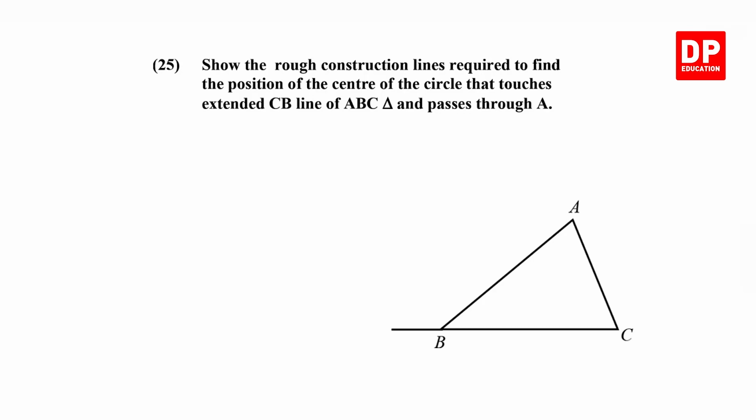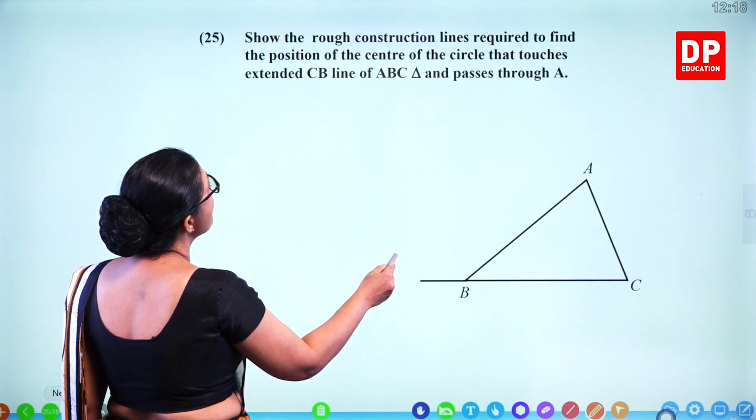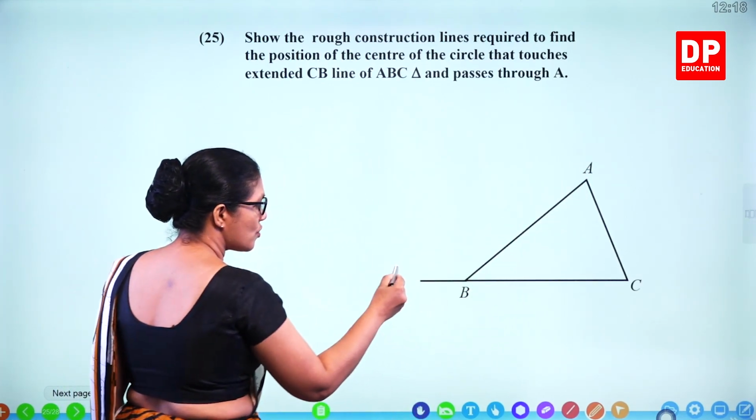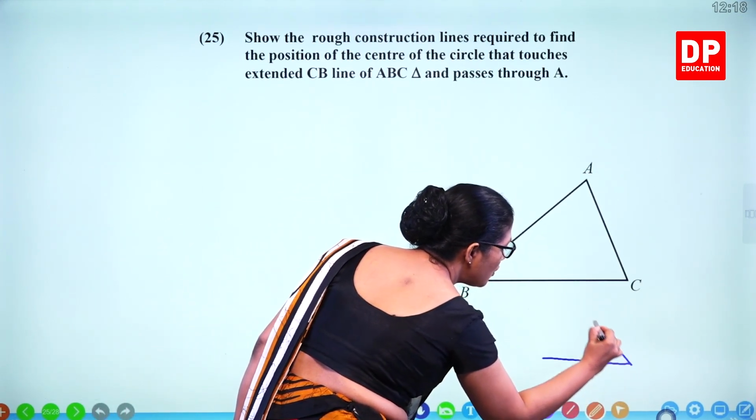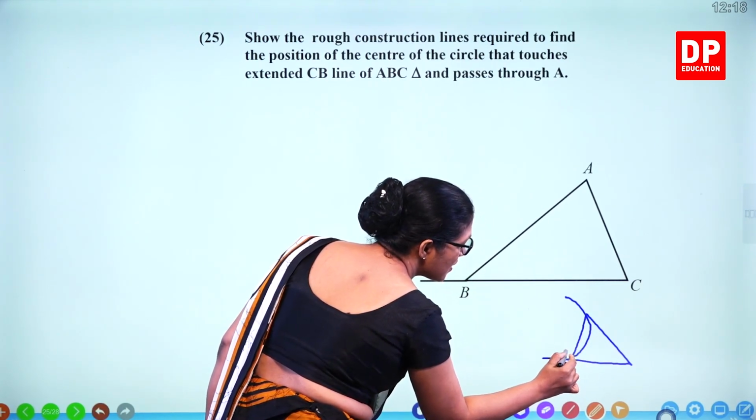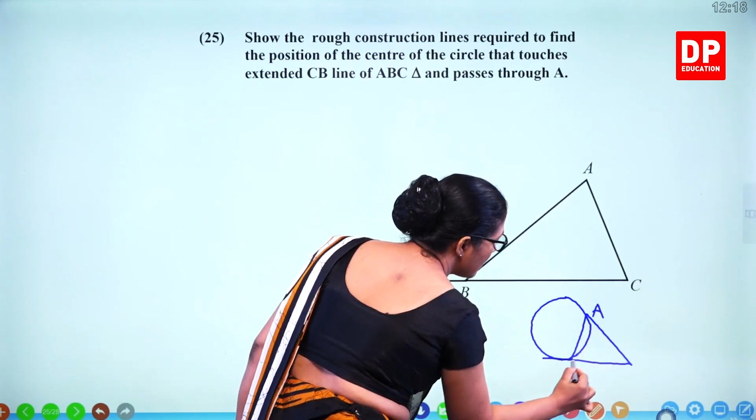Question number 25, last question in this paper. Show the rough construction lines required to find the position of the center of the circle that touches extended CB of the ABC triangle and passes through A. So something like this, I'll draw roughly. The circle passes through this point but touches the BC line at B. So something like that.